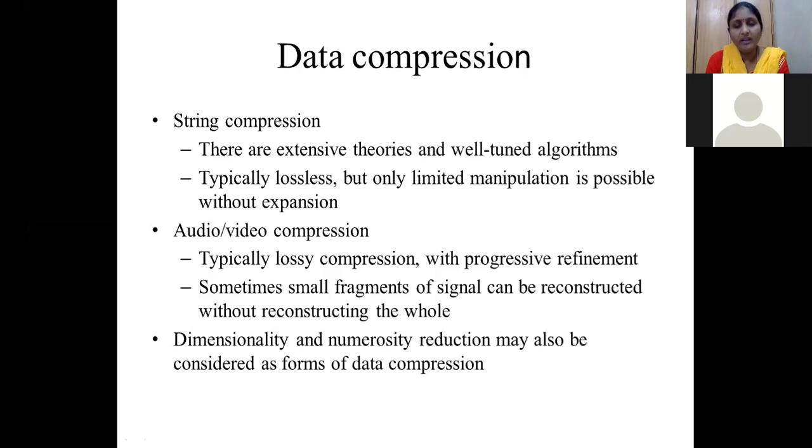There also we are eliminating redundant information and irrelevant attributes which are not required for our purpose. We are also removing the noise in the data by applying smoothing techniques. So those also come under the category of data compression. With this, we have completed the techniques of dimensionality reduction, numerosity reduction, and data compression.